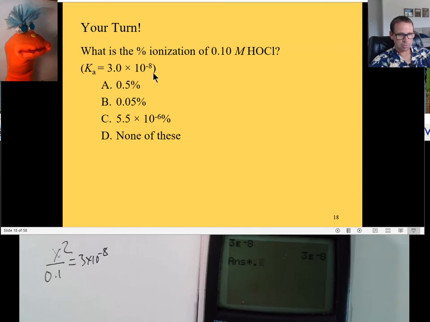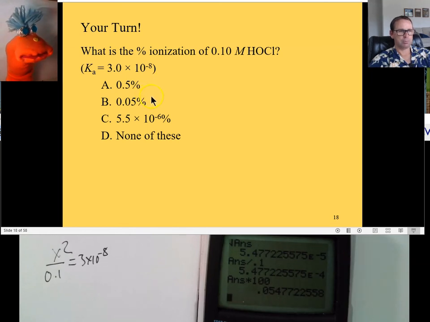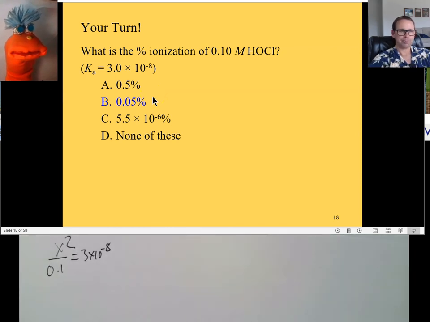So 3 times 10 to the minus 8 times 0.1, square root, gives 5.4 times 10 to the minus 5. Then divide that by 0.1 and multiply by 100. So 0.054%, 0.055%. Okay, very good.